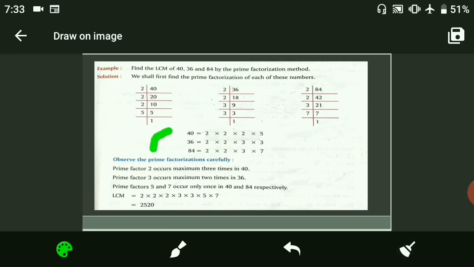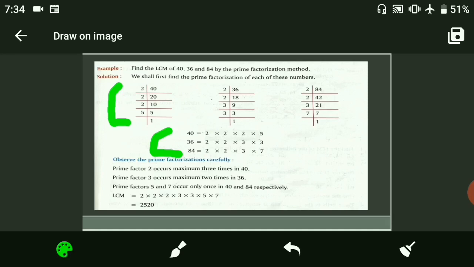Now see students, all the prime factors of every number I have written in this manner. These are called prime factors. So the factors of 40 are 2 into 2 into 2 into 5. Clear? Then you write for 36. Then you write for 84.